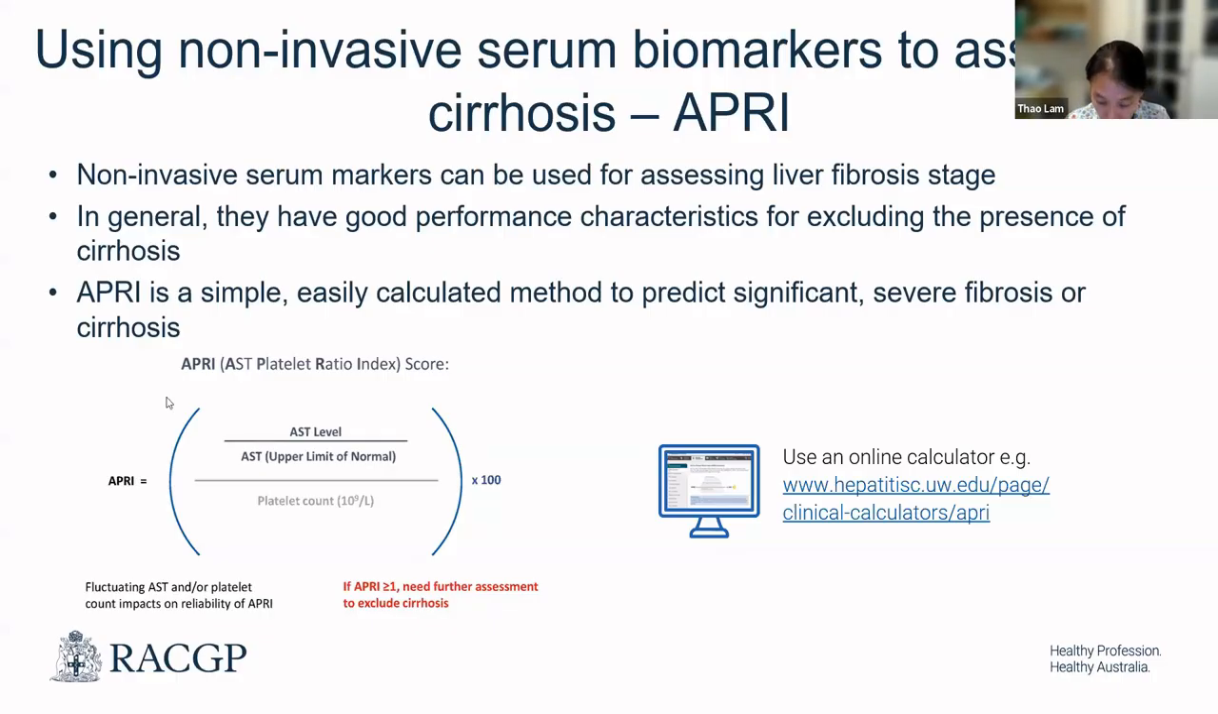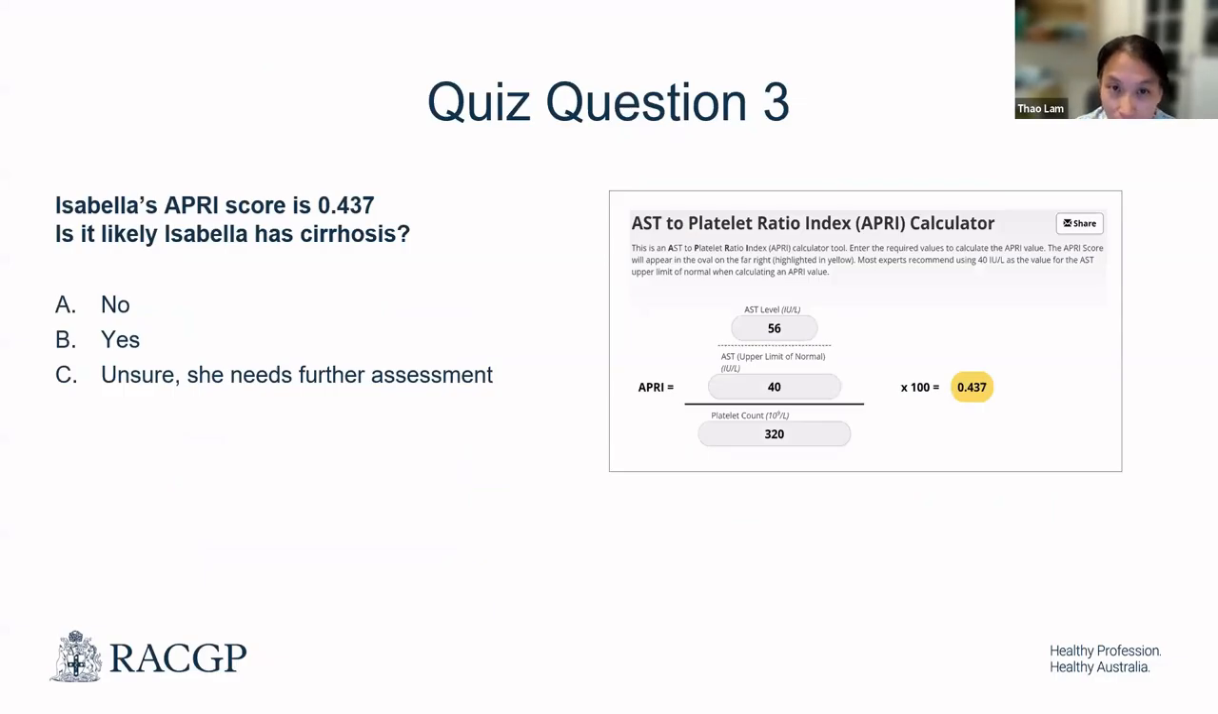Next slide, please. So this is quiz number 3. Isabella's APRI score is 0.43. Is she likely to have cirrhosis? Can we see the results?